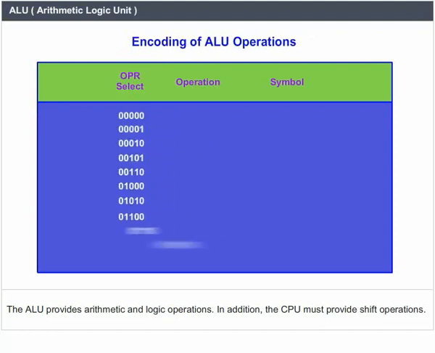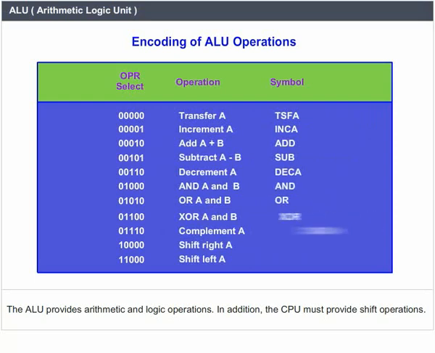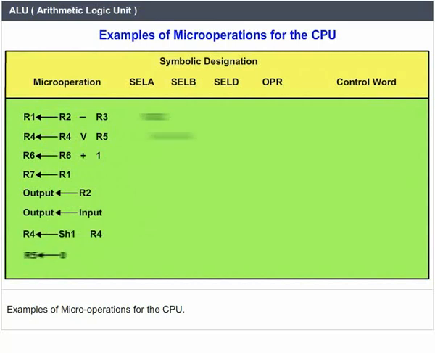ALU, Arithmetic Logic Unit. The ALU provides arithmetic and logic operations. In addition, the CPU must provide shift operations. Encoding of ALU operations. Examples of micro-operations for the CPU.